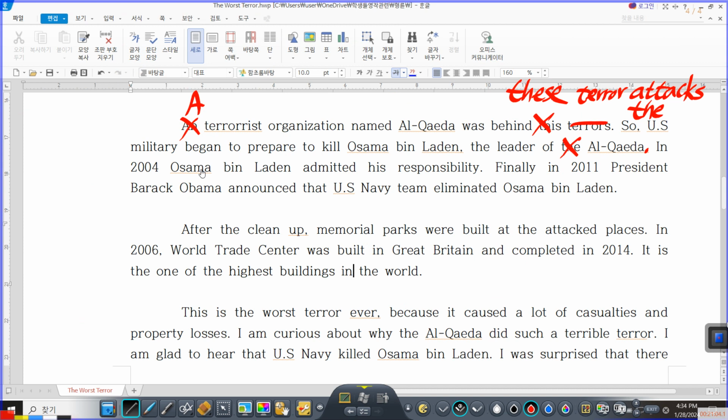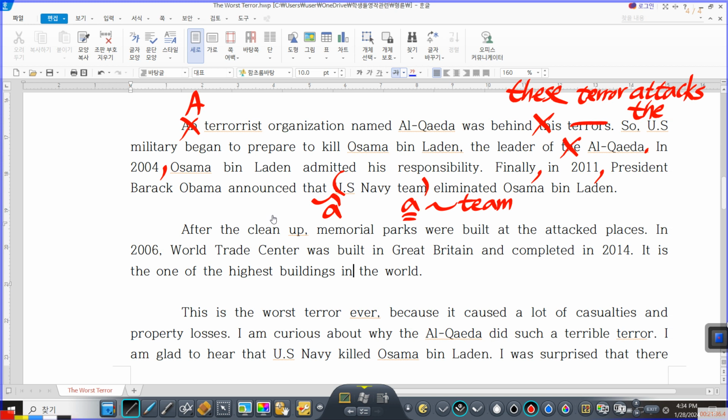In 2004, Osama bin Laden admitted his responsibility. Okay. And finally, in 2011, President Barack Obama announced that A U.S. Navy 팀이잖아. 왜냐면 이거 어쩌고저쩌고 팀이니까. 그렇죠. 여기 뭐가 들어가든 여기 a를 붙여야죠. Eliminated Osama bin Laden. Okay.